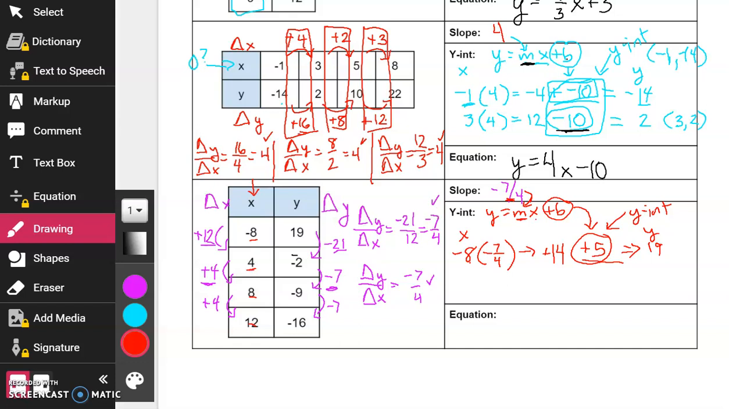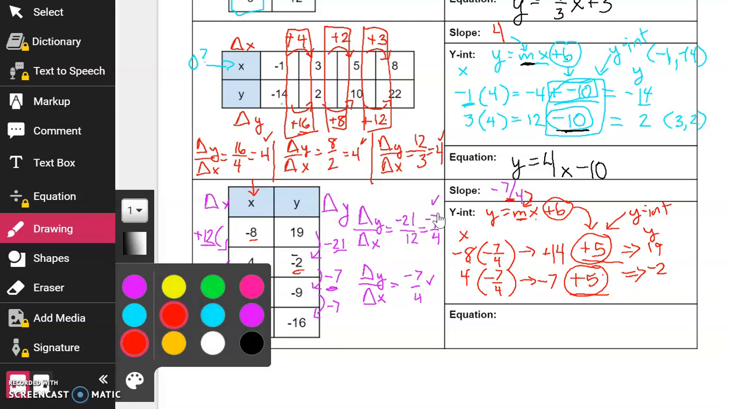Let's try it again. Let's use the x value of 4. The other matching pair should be -2. I'm going to multiply by the slope, so -7/4. Use Desmos. 4 divided by 4 is 1, times -7. That's -7. But I want to be at -2. So -7 plus what gets me to -2? Well, -7 plus 5 gets me to -2. It's the same thing, so I know that's my y-intercept.